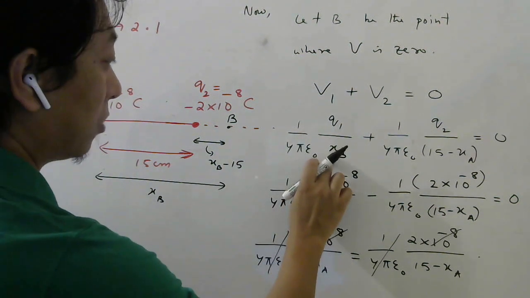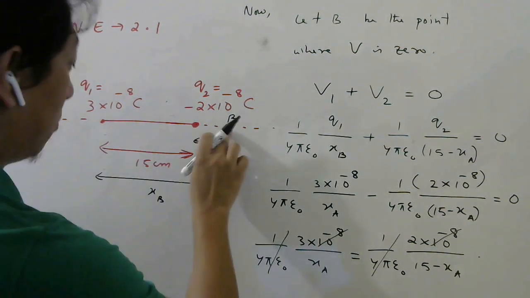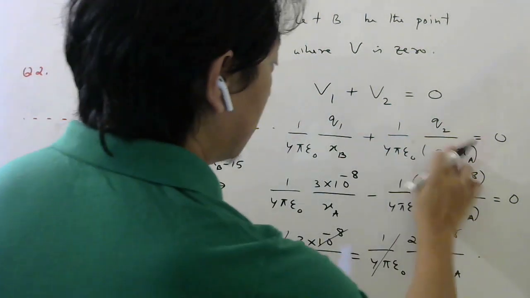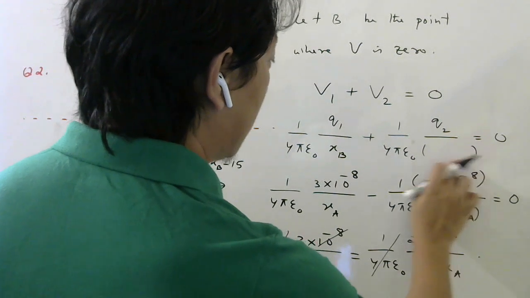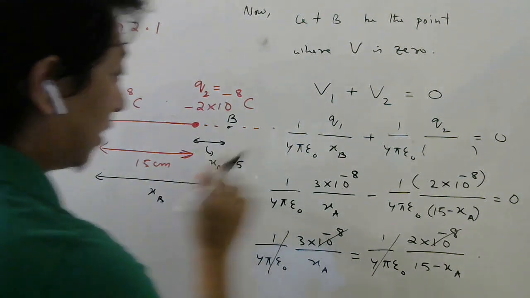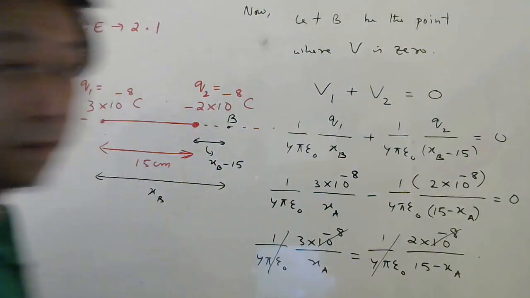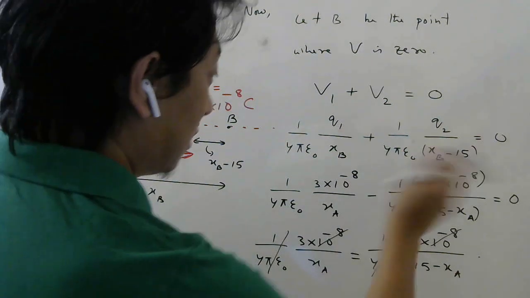This will be same, except I should write here XB, because here I should write what? Distance between source charge and point. Source charge and point, XB. And here, tell me what I should write? Distance between second source charge and point. How much is it? XB minus 15. Correct now?